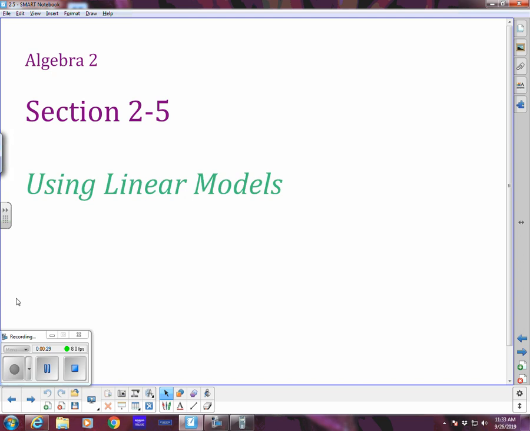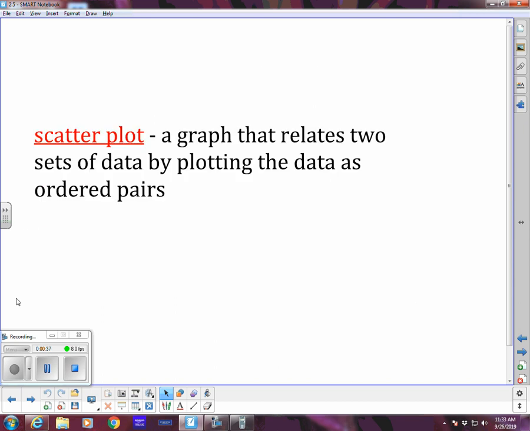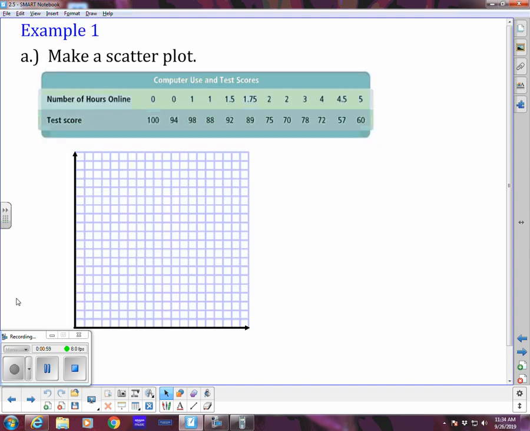Section 5 talks about linear models and how we can use them in real-world situations, and then how we can draw conclusions based on stuff that has happened in the past. So the first thing we need to talk about is a scatter plot. A scatter plot is a graph that relates two sets of data by plotting the data as ordered pairs. We first saw that in this course when we did relations, and we used a graph to represent relations. So a scatter plot is essentially that graph of the relation of two sets of information.